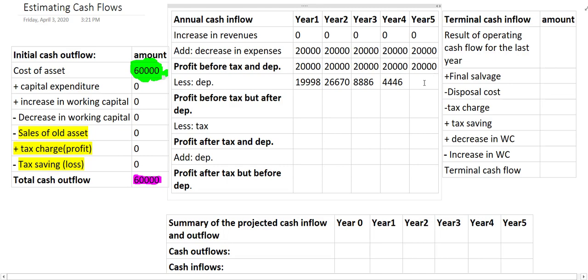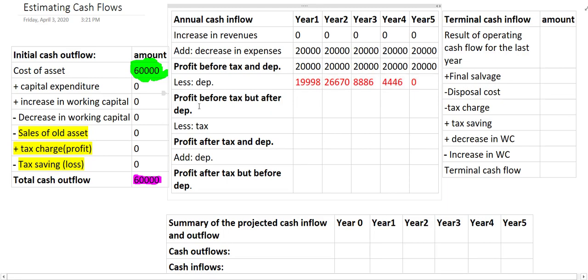4,446. For the last year, of course, there is no depreciation. Why? Because the life of the project is 5 years, but this depreciation comes under the 3-year property class, which becomes only 4 years. Now, as this is minus, we have to take it with the red color. Let me change it, or otherwise you can take it in brackets.